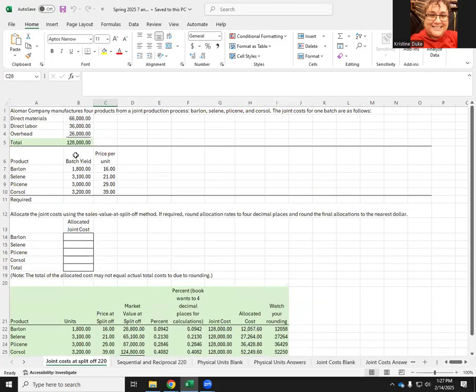And in this situation, we manufacture 4 products: the Barlin, the Celine, the Plycine, and the Corsol. Here's the joint cost. We got direct materials, direct labor, and our overhead. And then we got the batch yield and the cost per yield. And they want us to allocate the cost using the sales value at split off method. If required, round allocation rates to 4 decimal places.